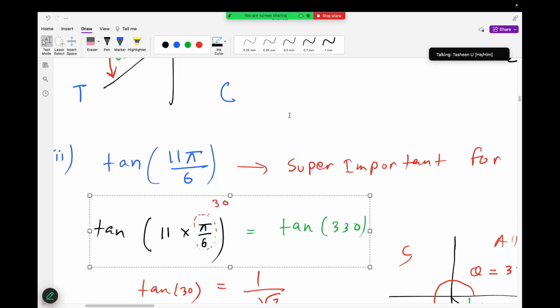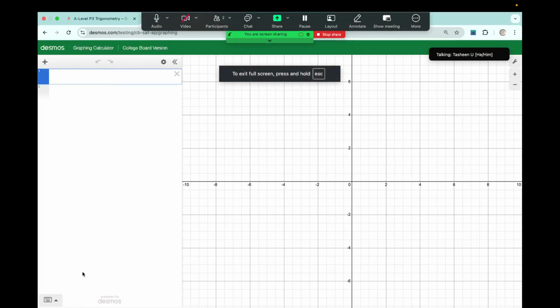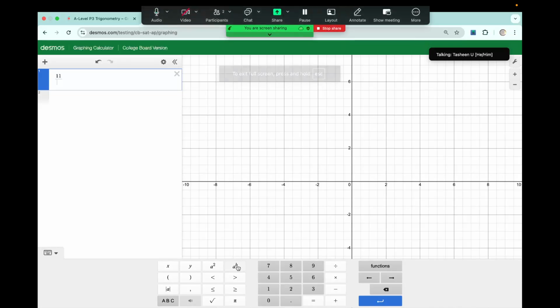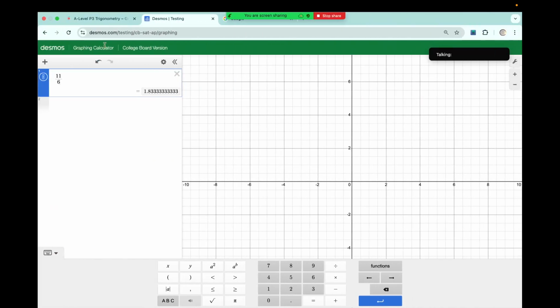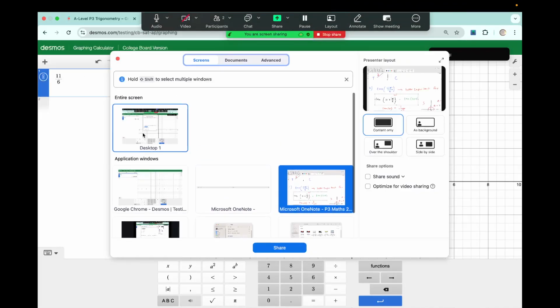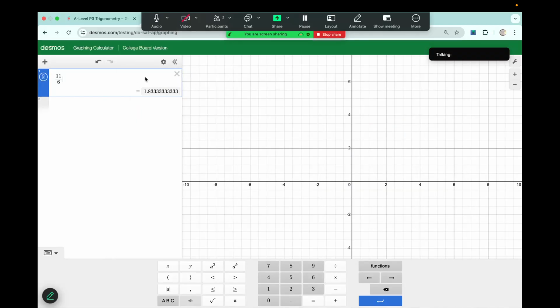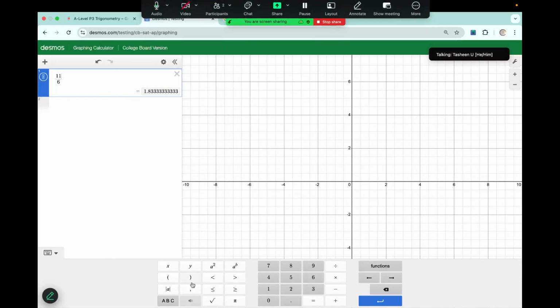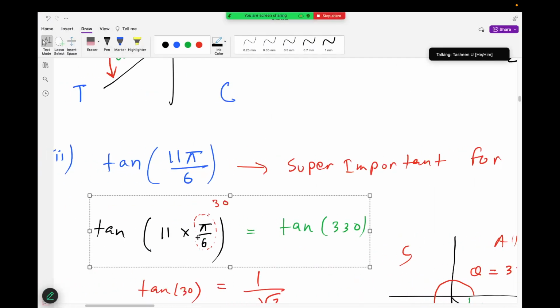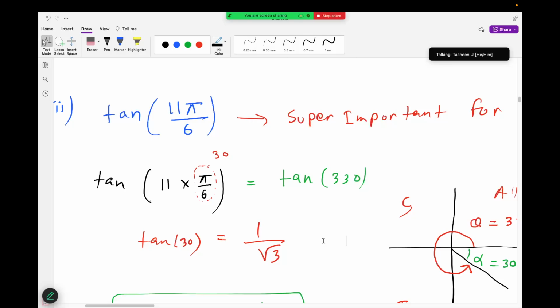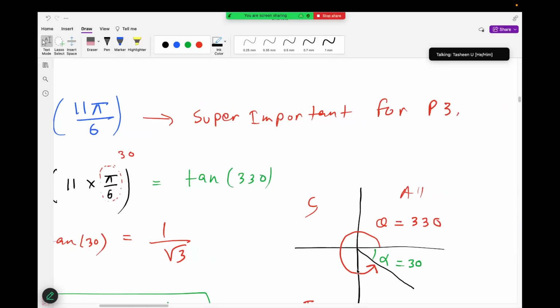Or you can alternatively convert it to degree. 11 by 6 pi. Okay, we have to convert it to degree, so that equals 180 by pi. So this is 330. Always convert it to the degree equivalent. So we have to find tan 330.